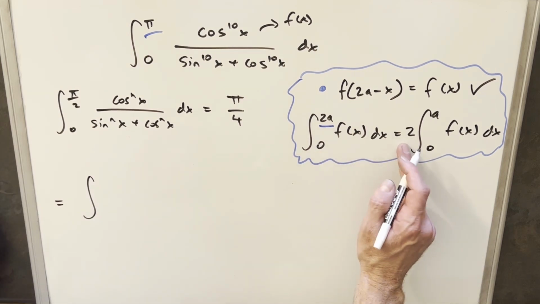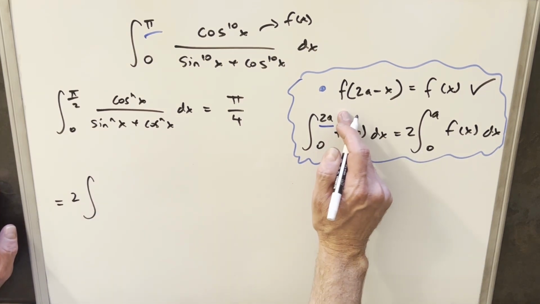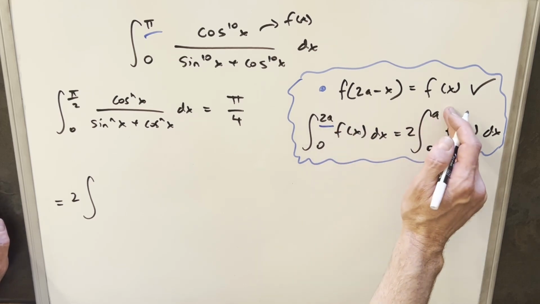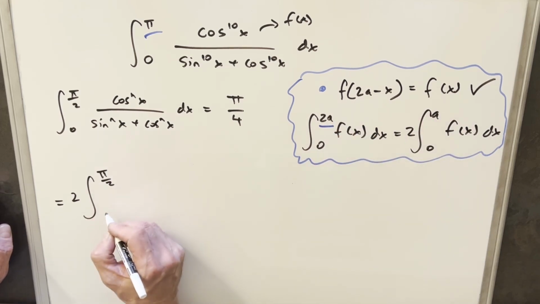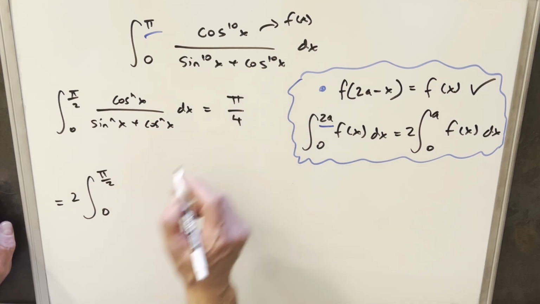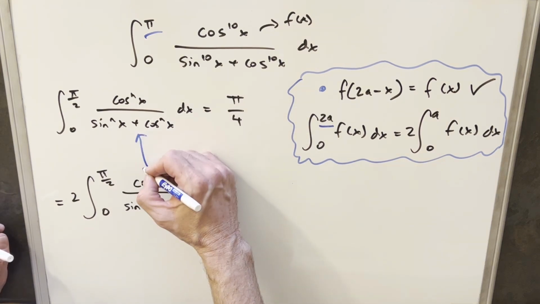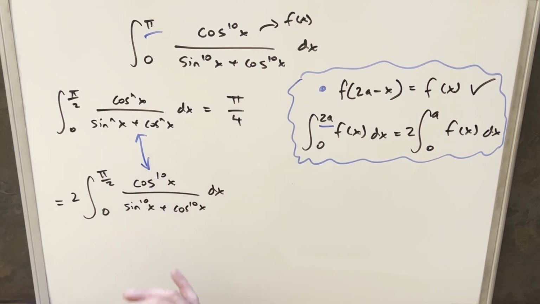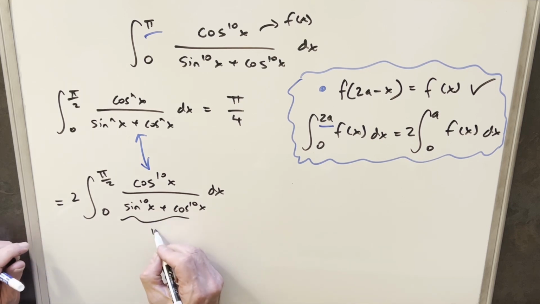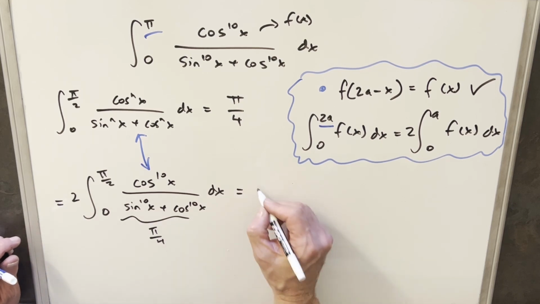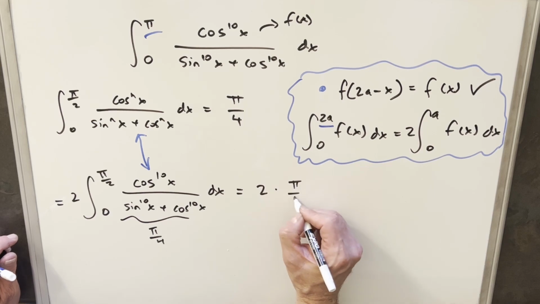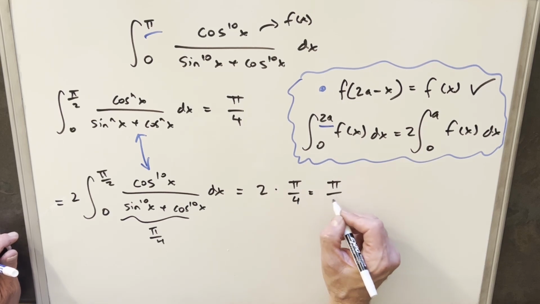So that's going to allow me to bring a 2 out front of the integral and just halve the bound, go from 2a, which is pi, to a. So for our upper bound, we'll have pi over 2 to 0, and we just need to rewrite this. But now our integral is the same as this thing for n equals 10. So what we can say is this whole thing here is going to be just pi over 4. So for our final solution, we're just going to have 2 times pi over 4, or pi over 2.